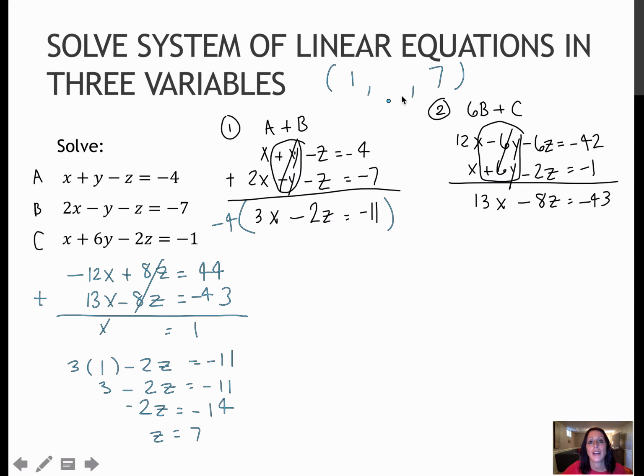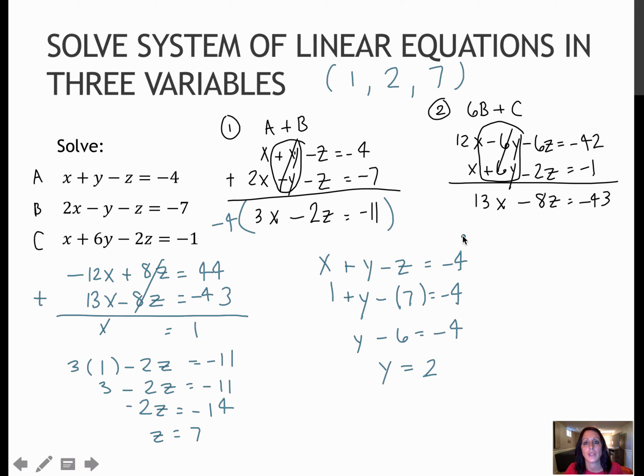To find the y value that I'm missing, take any of my original equations. X is now 1. I'm going to use this equation, this very first one. You can use any one that you want. So x is 1, z is 7, and I'm just going to solve to find out what y is. 1 and minus 7 give me minus 6. Add 6 to each side and get 2. So my solution is 1, 2, 7.